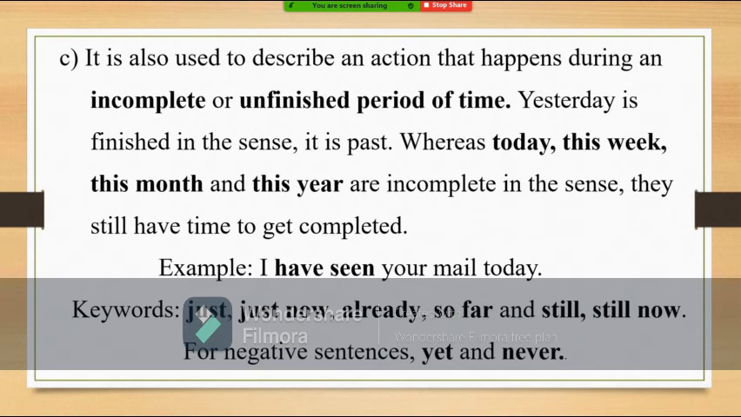And there are some keywords for present perfect tense: just now, already, so far, still, and till now. For negative sentences, we can use yet and never.